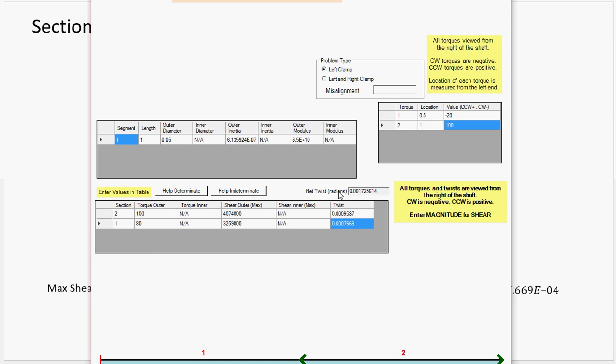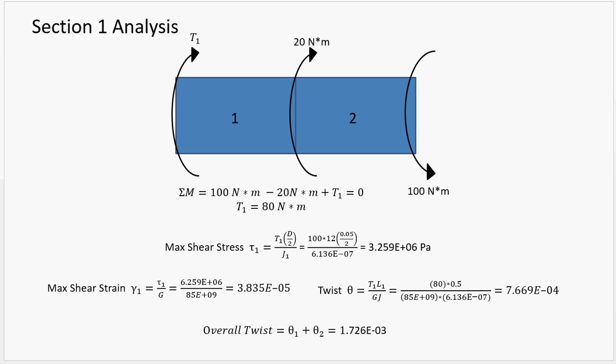The program will automatically sum up the amount of twist to get your net twist in radians. As you can see here, I've also solved for it here. So that's it. That's all there is to it. Fairly easy. In the next video, I'm going to be solving a problem that has a hollow section in it.